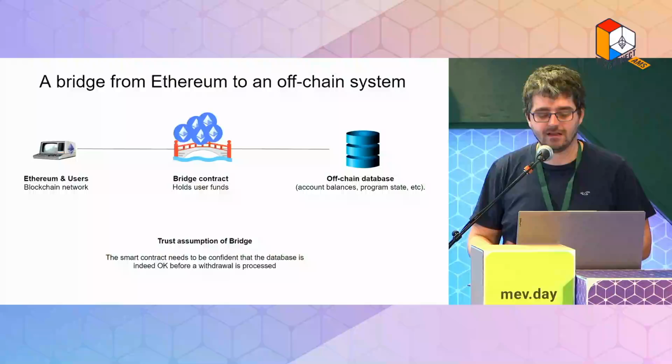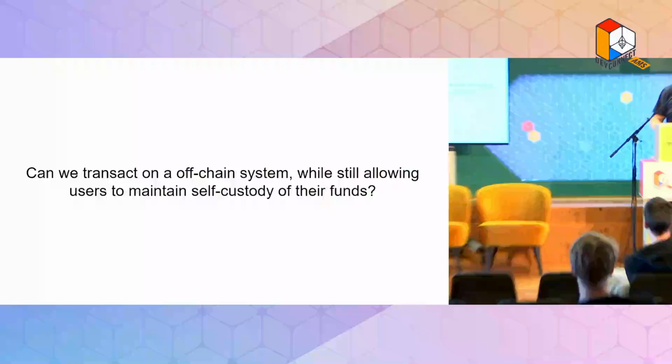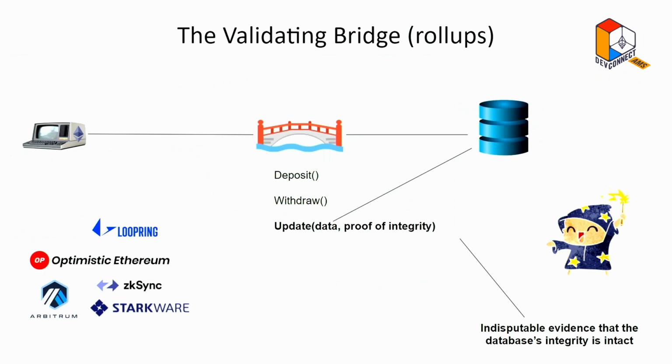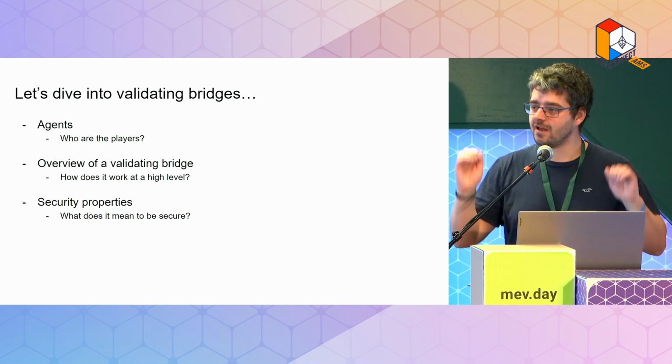But the question is, can we transact on an off-chain system without actually trusting anyone to protect the database? And that's what these validating bridges are building, the rollups: Arbitrum, Loopring, zkSync, StarkWare. It's all about removing the trust of the operators, and we only have to trust the bridge with our funds and to guarantee the integrity of that database. Okay, so why is this important? Let's deep dive first and understand how these validating bridges work under the hood.